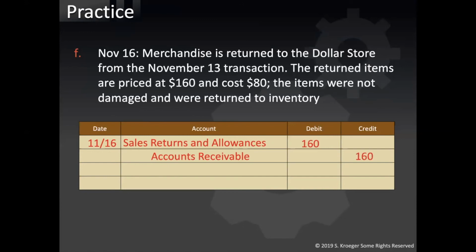Next, we reverse the cost of goods sold expense and merchandise inventory asset account. We debit merchandise inventory to put the goods back into our inventory. We credit cost of goods sold to reverse the expense. The amount is our cost, which is $80.